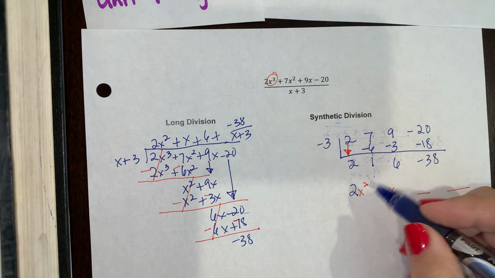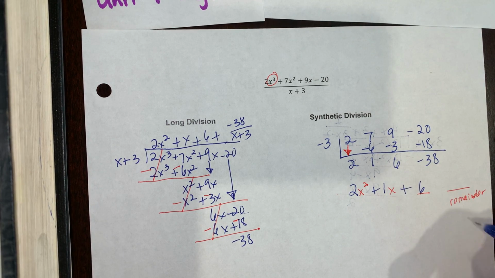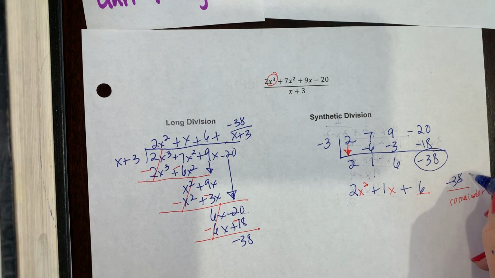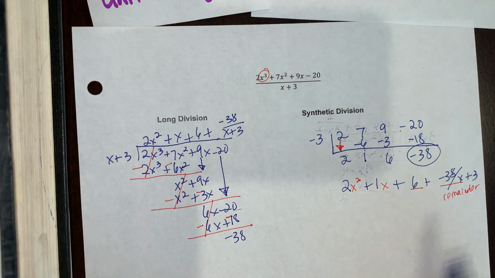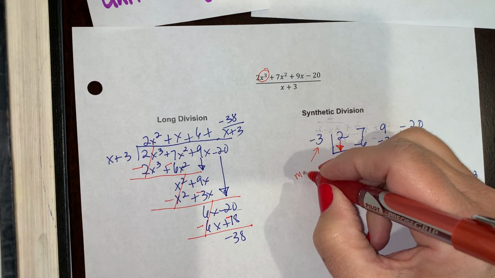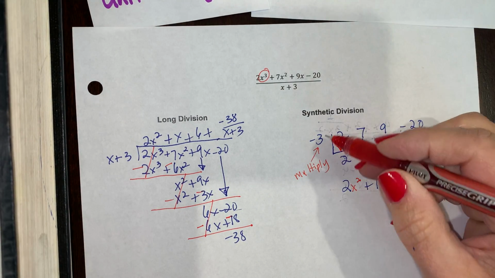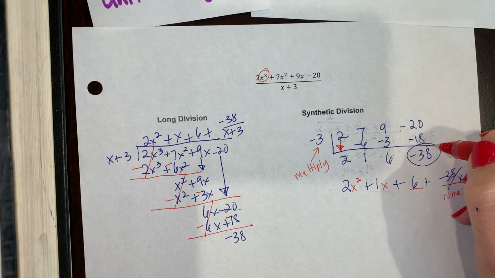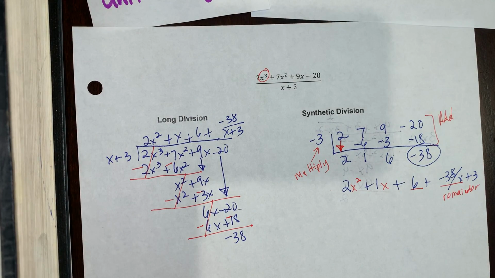Okay, so 2x squared plus 1x plus 6, and then I had a remainder, so this last term is always your remainder. That was negative 38 over x plus 3. So you'll notice that's exactly the same thing. Just a couple notes. This negative 3 is always what you multiply with. And whatever's in the upside down division, you always add.